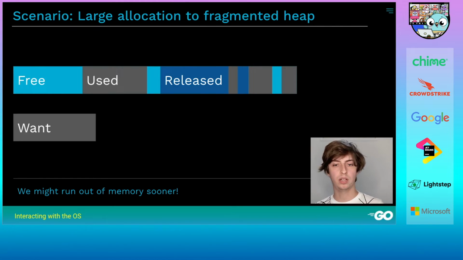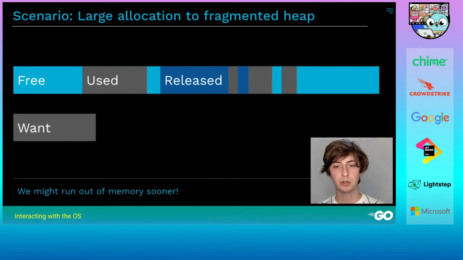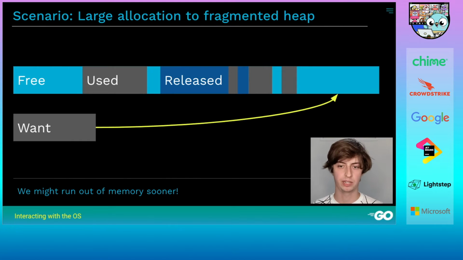So we have this new allocation request that comes in, and if we shuffled the memory and put it all together, we would have space for it. But in reality, we don't, right? We have no place to put this. And there are reasons why we can't just shuffle memory around, and I'm not going to get into that. But basically, as a result, we have to ask the OS for more memory and then put that new allocation there.